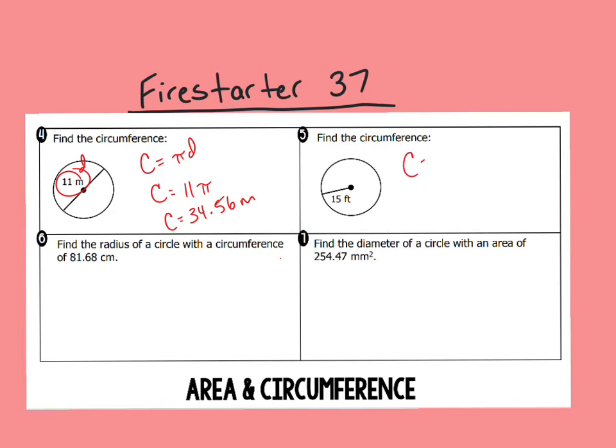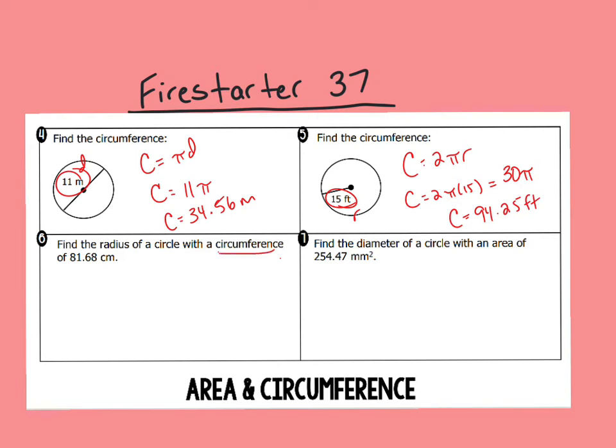Radius, so circumference is equal to 2 pi r. So that is a radius, so it's 15. So circumference is equal to 2 times pi times 15, which is 30 pi. Alright, so I'm going to just put in my calculator. 30 pi is equal to, my circumference is equal to 94.25 feet.